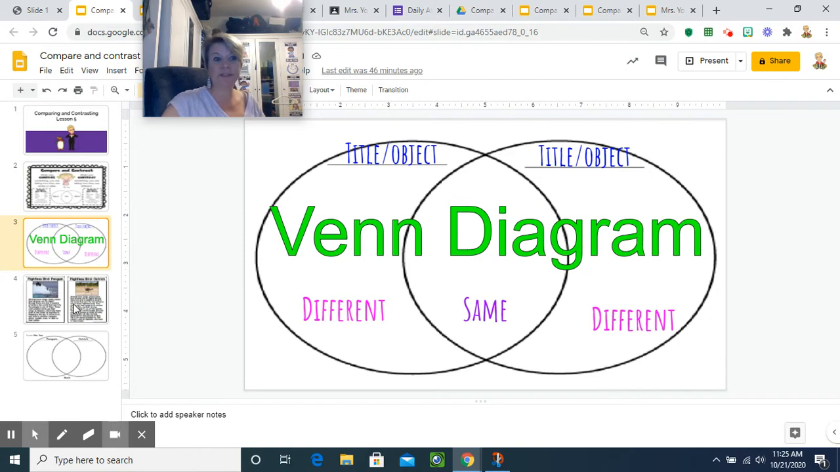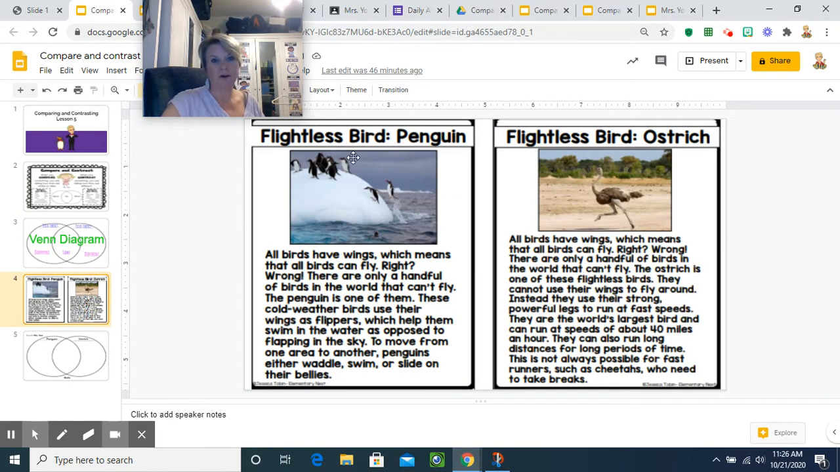Okay, guys, so we are going to read two new stories today. They are called Flightless Bird Penguin and Flightless Bird Ostrich. That's kind of small on my screen, so I'm going to have to look at a paper in front of me so I can read it a little better. If you see me looking down, it's just because I'm reading it on a paper.